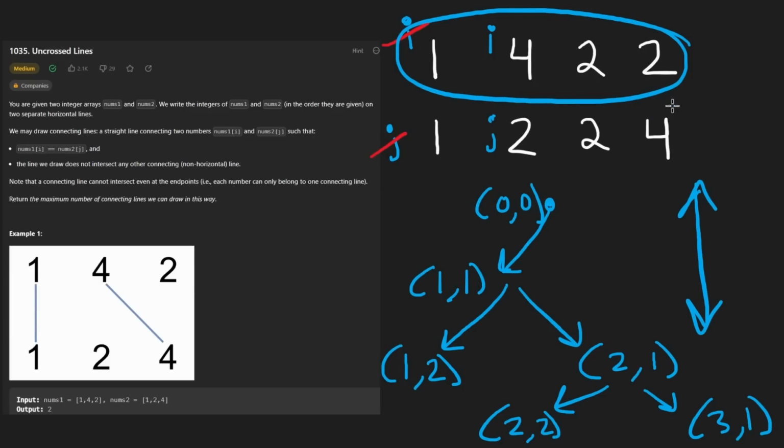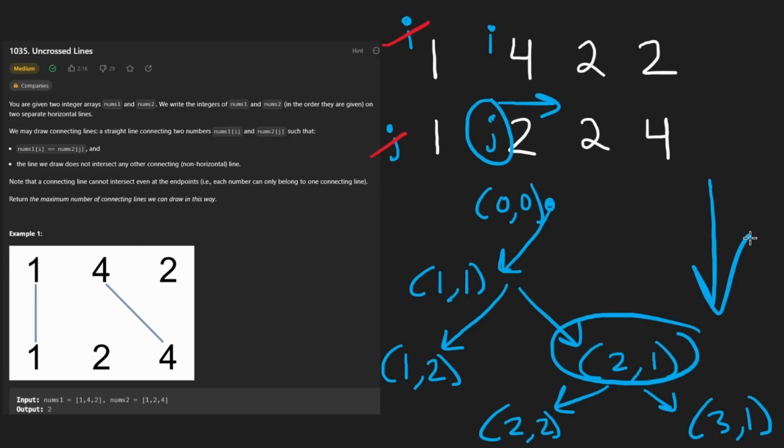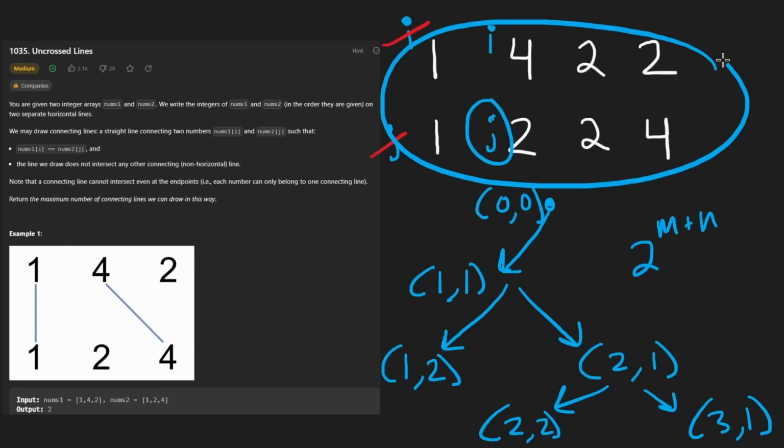The reason we have to add both of those together is because in the worst case, we might only increment 1 of the pointers at a time. Every time we go down 1 level in our decision tree, we might only increment 1 of the pointers. So the overall time complexity of the brute force approach is going to be 2 to the power of, let's say, m plus n, where these are the respective lengths of the 2 arrays.